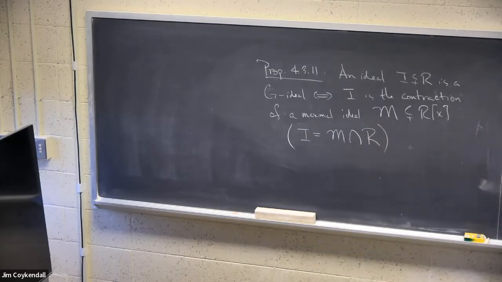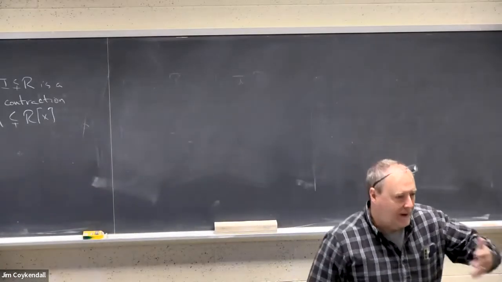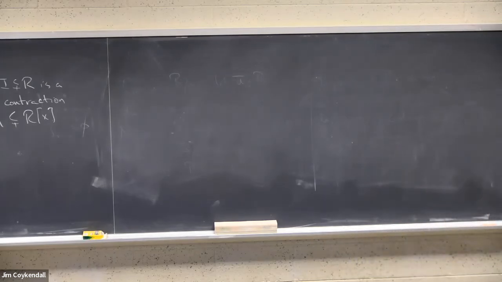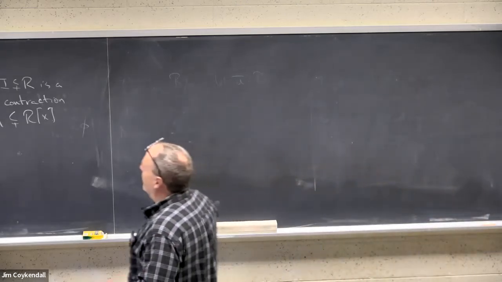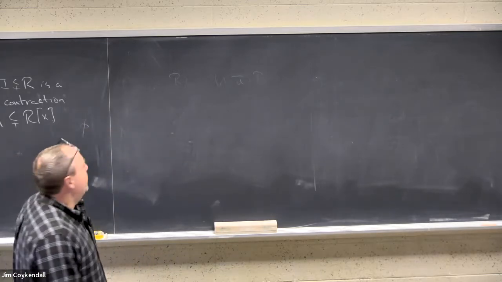So this is a good way, I mean, this gives a way of building G-ideals in R. Just find maximal ideals in the polynomial ring and contract them down to R. And it's interesting that this is the only way to do it. So, proof.